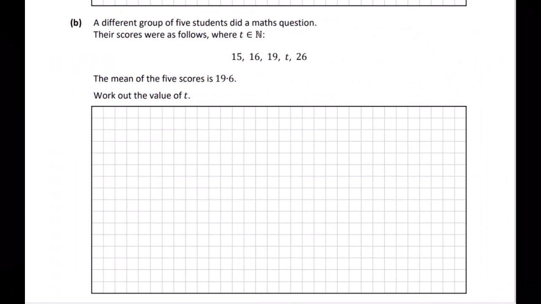Let's have a look at the next one. A different group of 5 students did a maths question. Their scores were as follows, where T is natural. So we have 15, 16, 19, T, and 26. The mean of the 5 scores is 19.6. Work out the value of T.